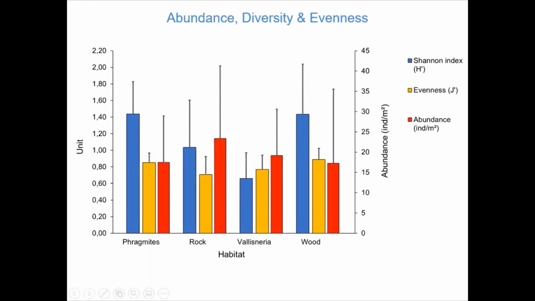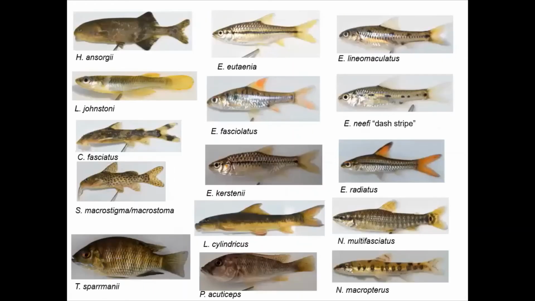For the purpose of this presentation, I've focused on 15 species for the canonical correspondence analysis that had a frequency of occurrence of greater than 10%. Now, these are the species which are depicted in the current slide, and these species represent 6 families and 9 genera.